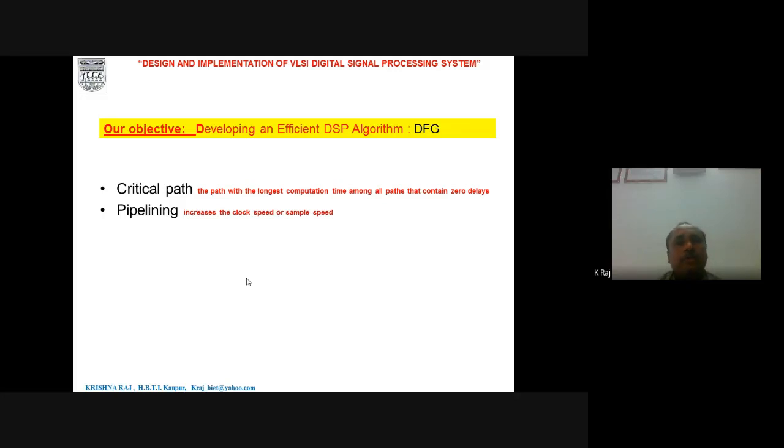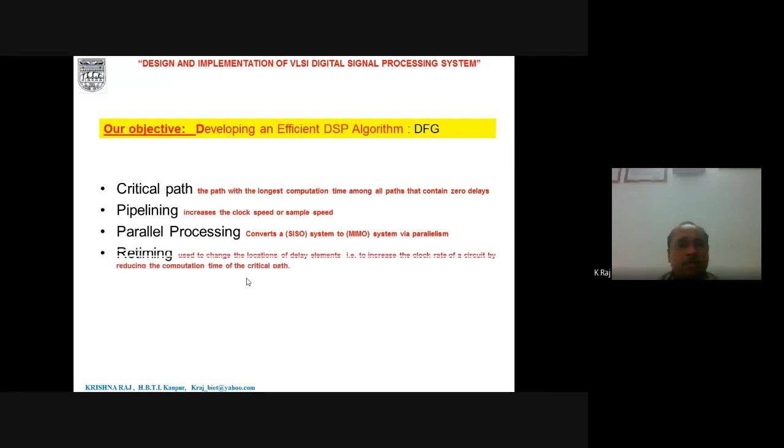And in order to reduce the critical path length, we will use different approaches like pipelining, in which we increase the clock speed or the sample speed by using different energy storing elements in between the critical paths. Then there is parallel processing, which converts the single input single output system to a multiple input and multiple output system, and again it enhances the performance of the system.